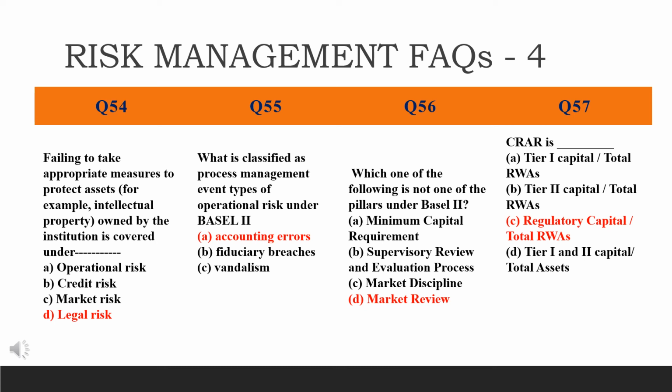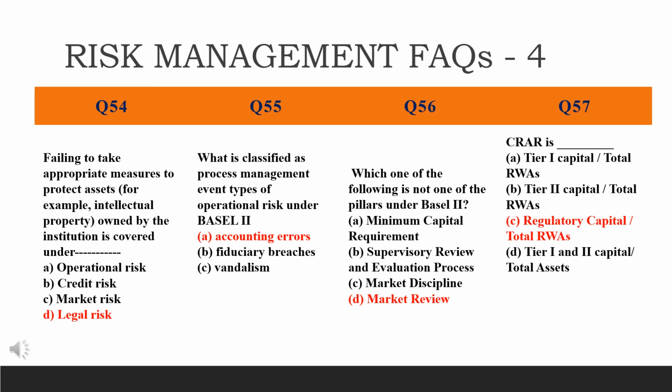With regard to the fiduciary breaches and the product defects, these two are operational risk events, but they fall under the main category, the clients, products and business practices category. The next option is vandalism. This is also an operational risk event under the main category of damage to physical assets. Vandalism is damage to physical assets. Okay. The next question.